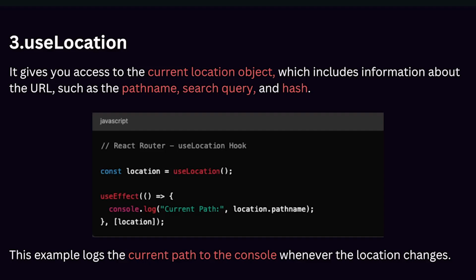Another very important hook is useLocation. It gives you access to the current location object, which includes information about the URL such as the pathname, search query, and hash. This example logs the current path to the console whenever the location changes.